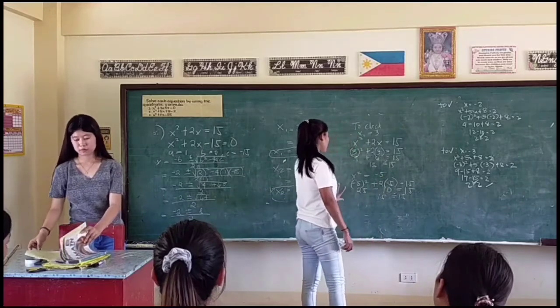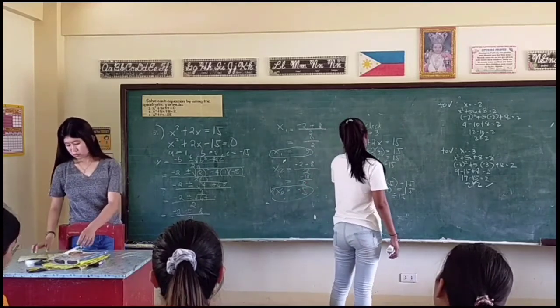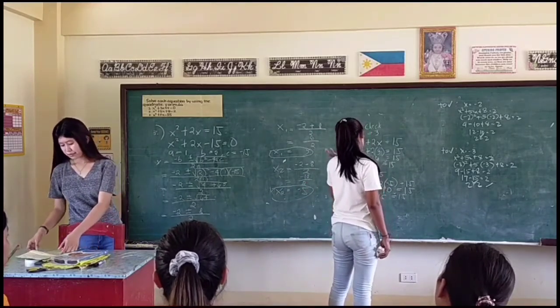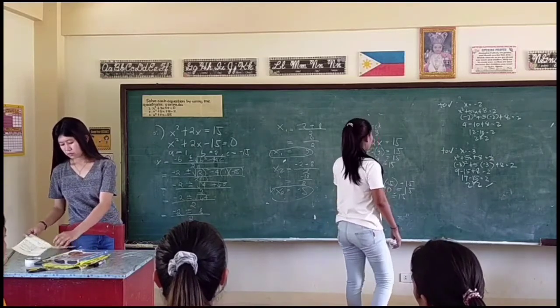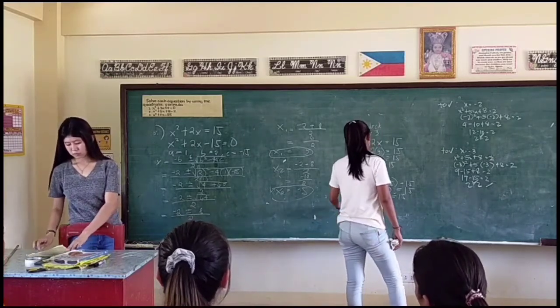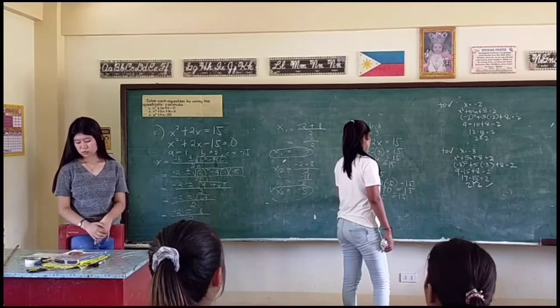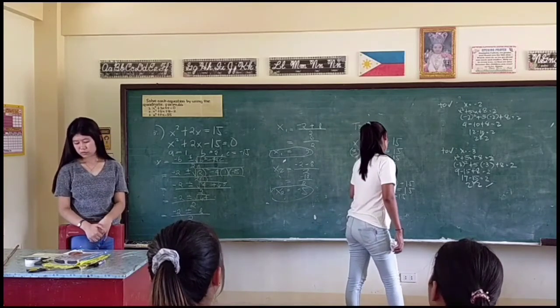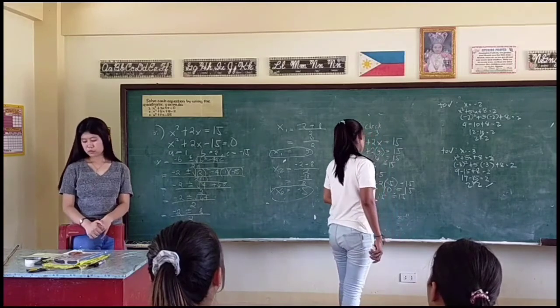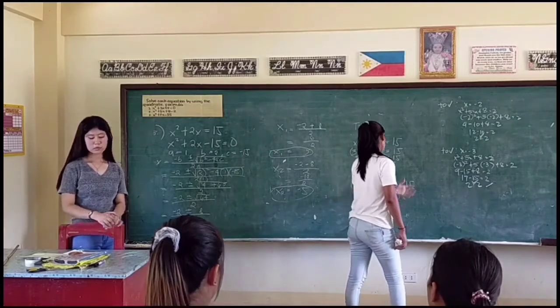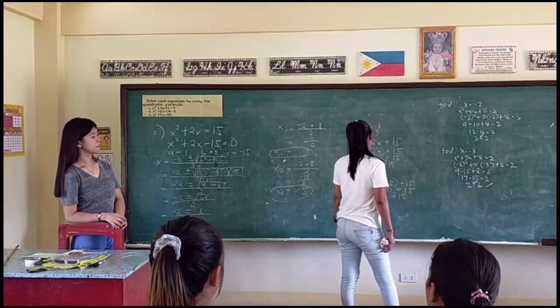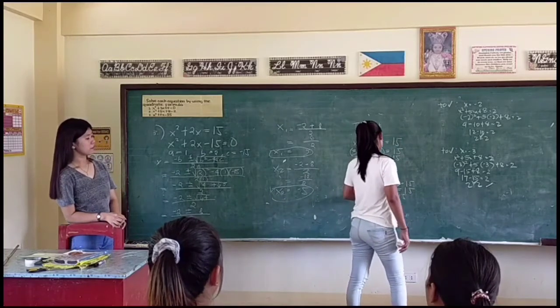Then x2 is negative 5 squared plus 2 times negative 5 is equal to 15. Then negative 5 times negative 5 is equal to positive 25. Then 2 times negative 5 is equal to negative 10. Then 25 minus 10 is 15.